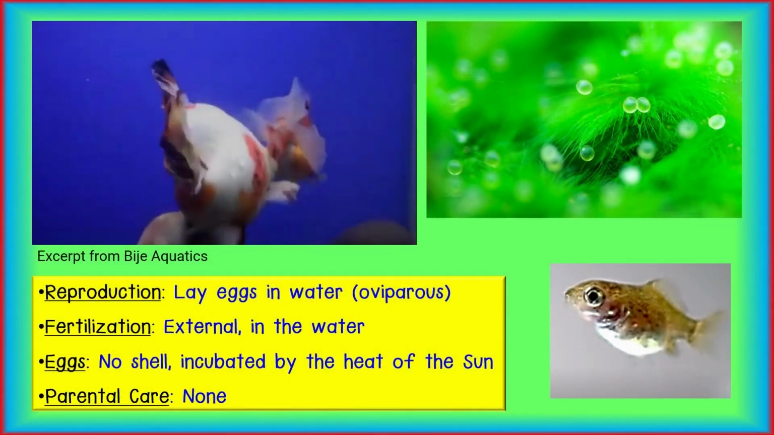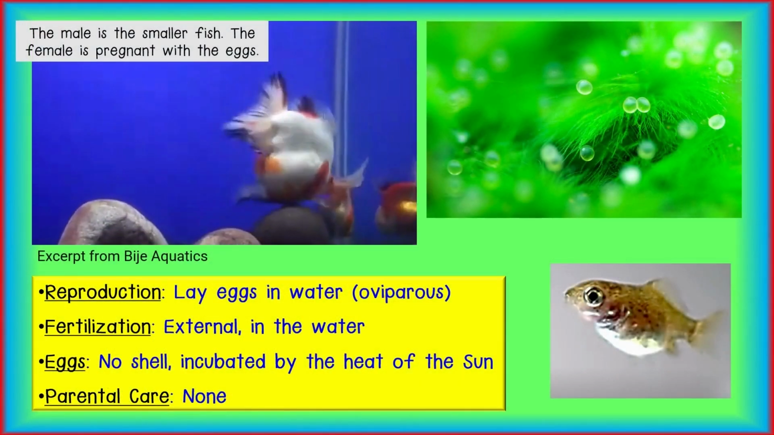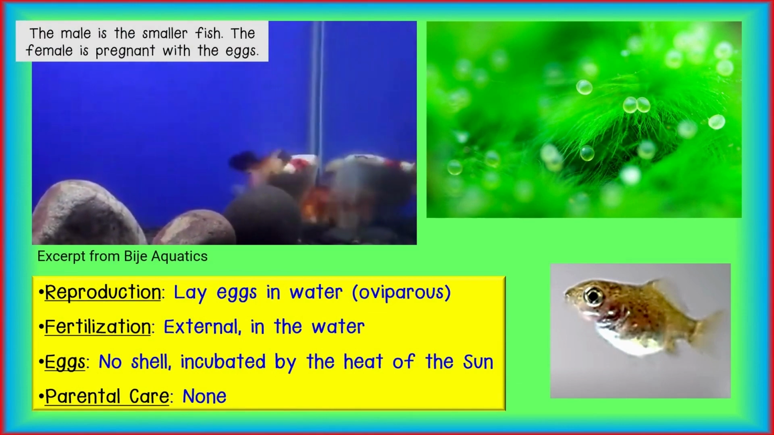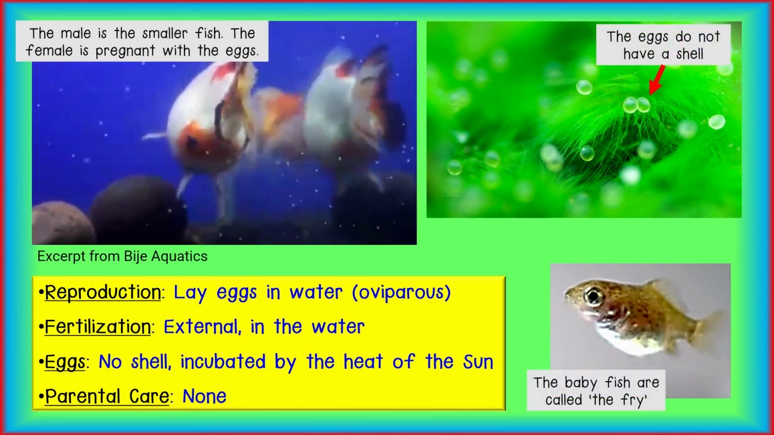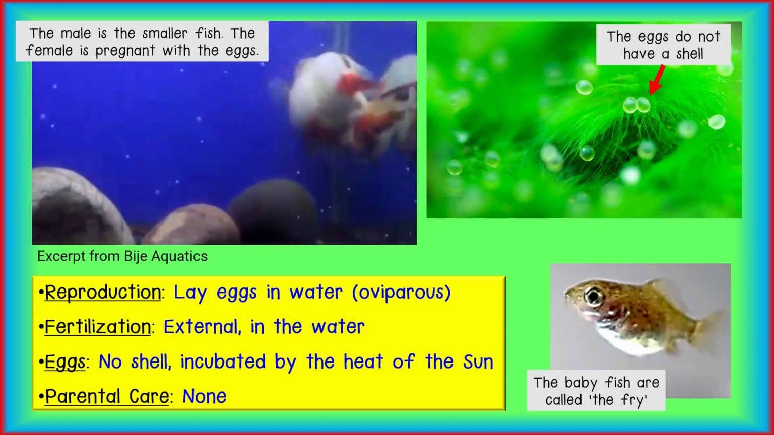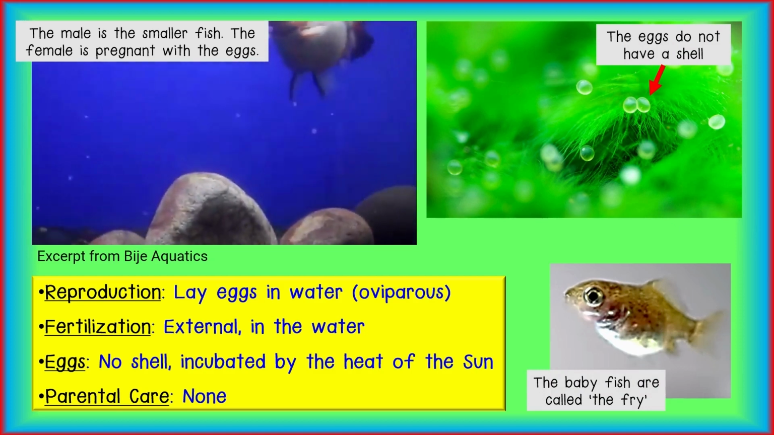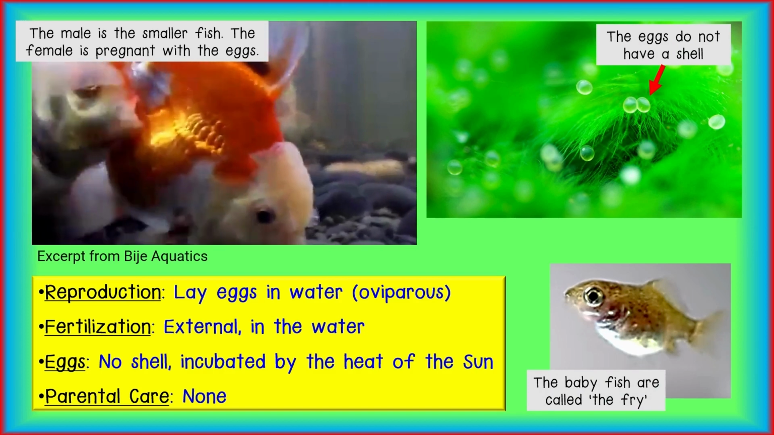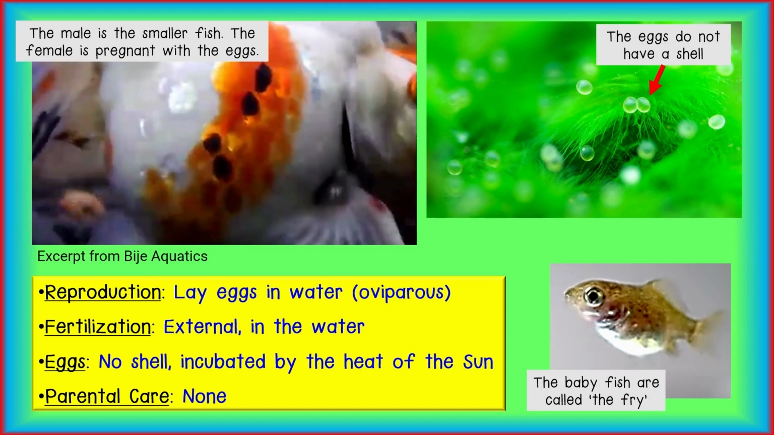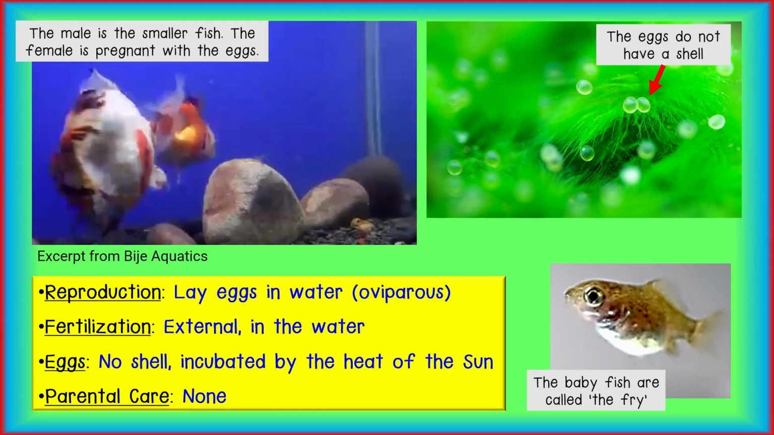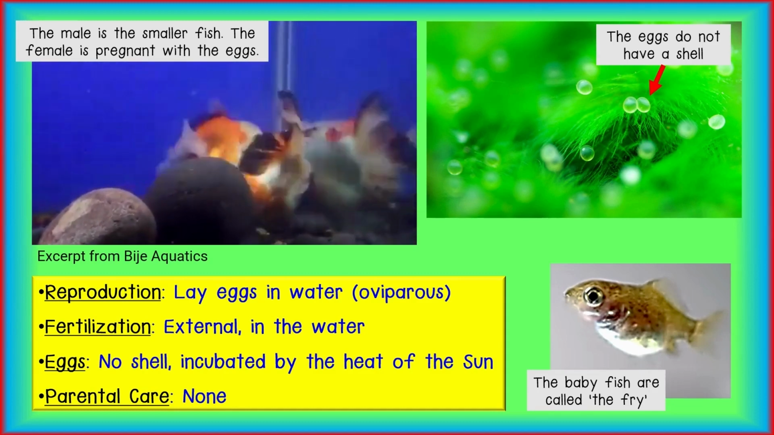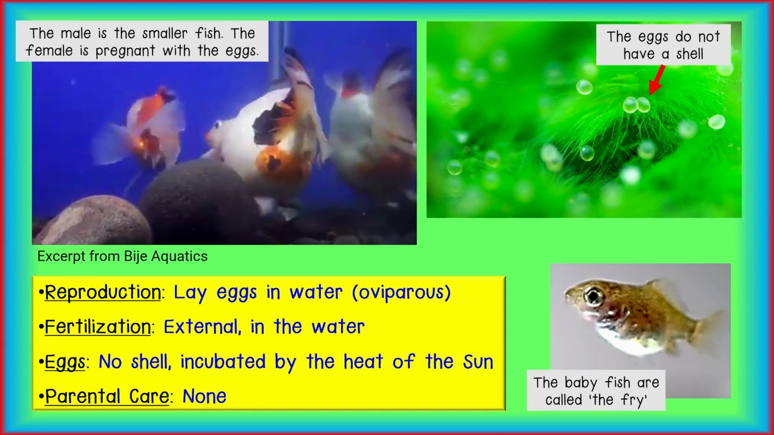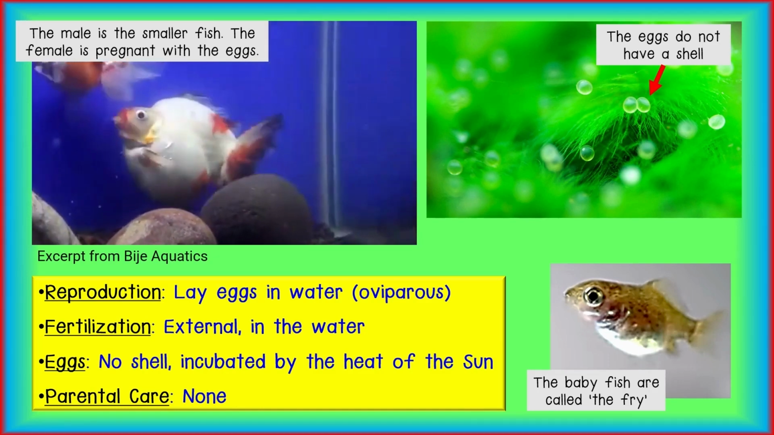Goldfish undergo oviparous reproduction because they lay eggs in the water. See how the female goldfish releases the eggs into the water in this video clip. The female may produce up to 1,000 eggs at one time. The eggs do not have a shell because they are laid in water. The male pours the sperm cells over the egg cells in the water. This means that the fertilization is external because it happens outside the female's body.